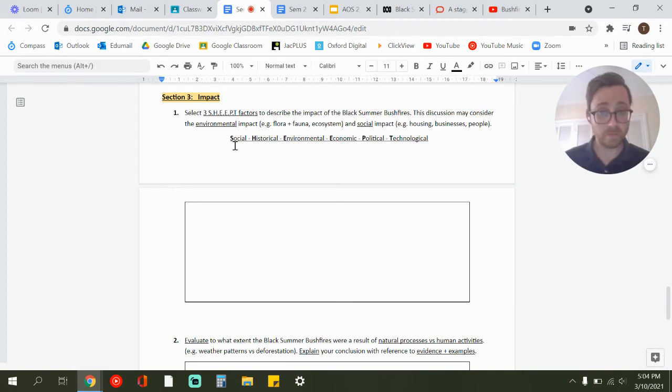So I could look at social, anything relating to people. So how the bushfires have impacted businesses and health. So fatalities, injuries, deaths, that's going to come under social. So I could talk about social. I could also talk about historical. So anything relating to the history of the region.